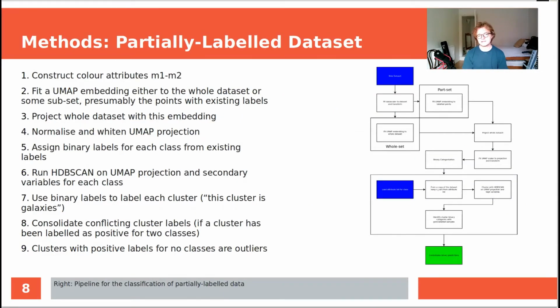I'm not going to go into the algorithm too much. The whole pipeline is here. Feel free to pause or again have a look at the document. The only thing that's really important to note is that we construct color attributes from our magnitude data from our photometry, which is this magnitude 1 minus magnitude 2 for every non-redundant combination. So we have magnitude 1 minus magnitude 2, but not magnitude 2 minus magnitude 1.